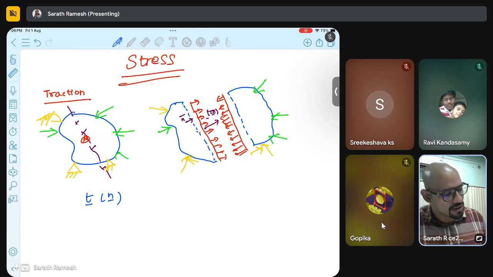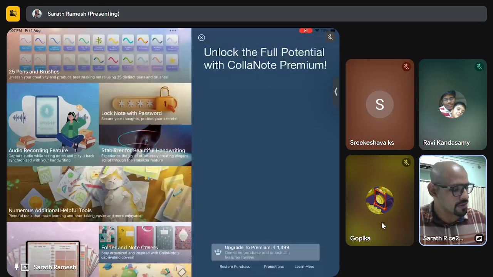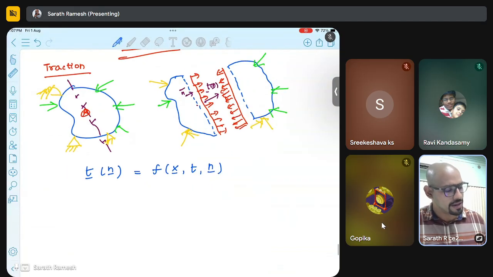See here, there are two underbars. One is under t, one is under n, because traction is a vector and the normal is also a vector. So t of n is a function of position vector x and time. The traction vector would change with respect to time, and also it's a function of the normal. So there are three things it depends on: the position vector, the time, and the normal. So this is a traction vector.